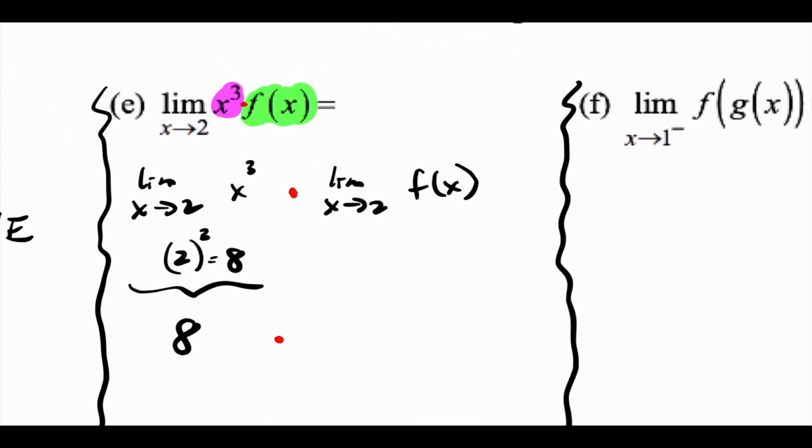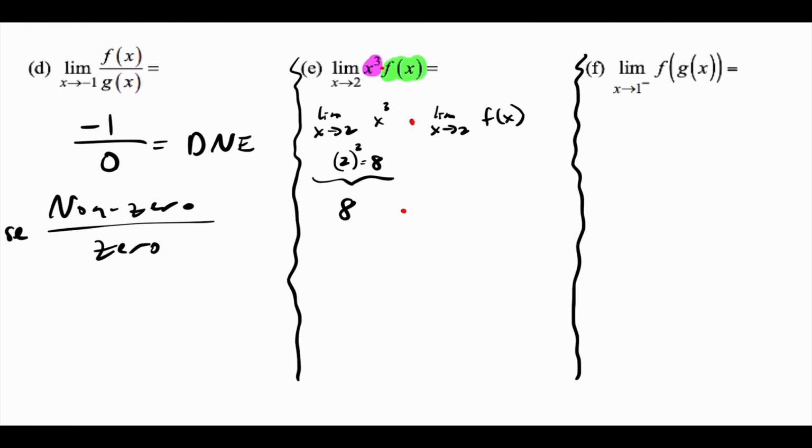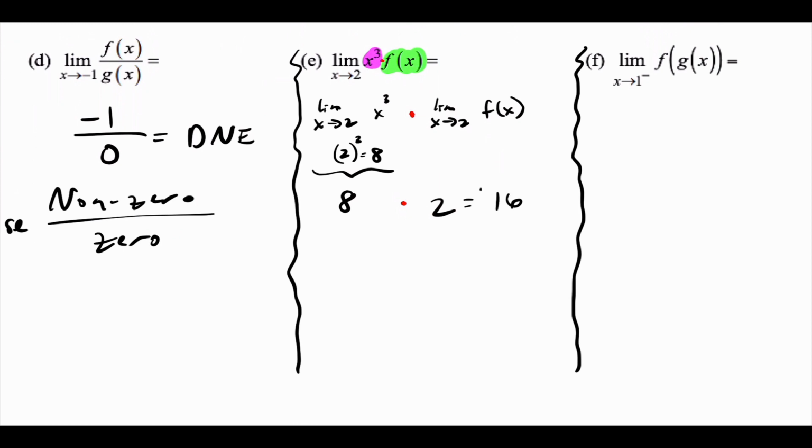That one I need to look at the graph. What did we say was 2? They both approach y equals 2. Then you get 16.